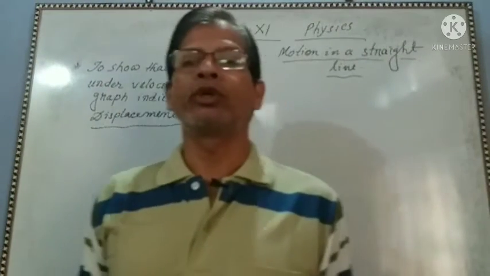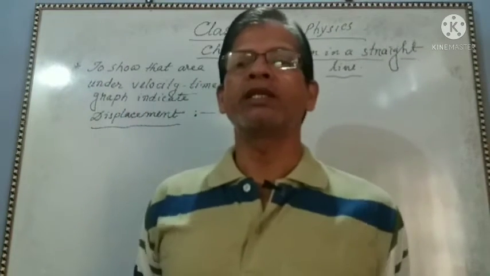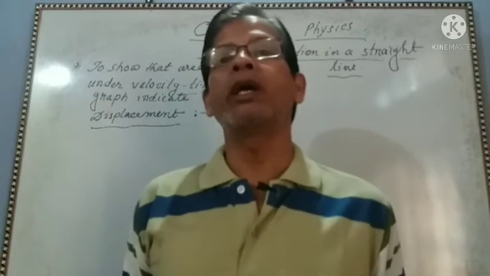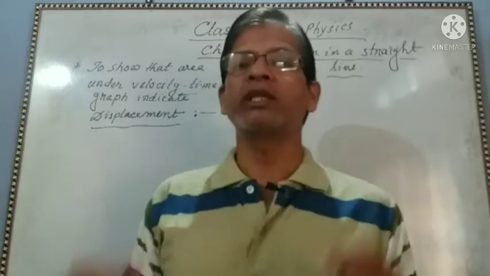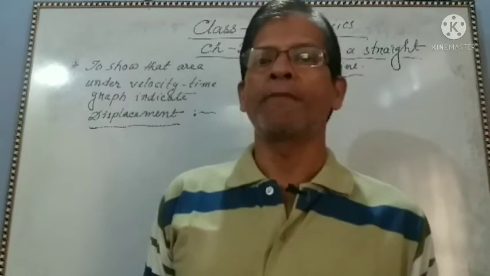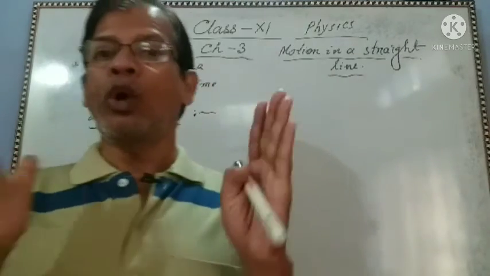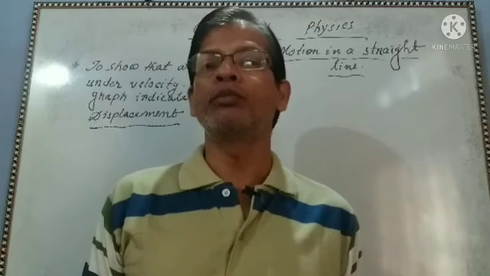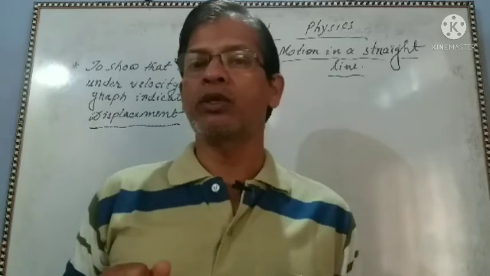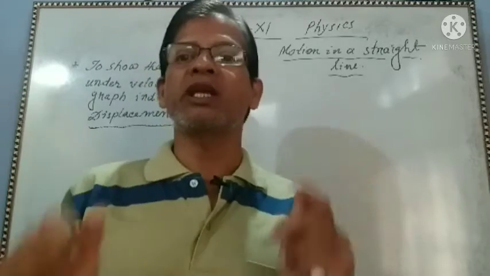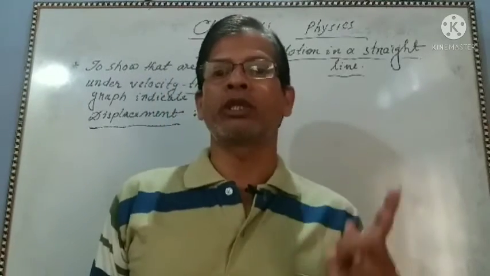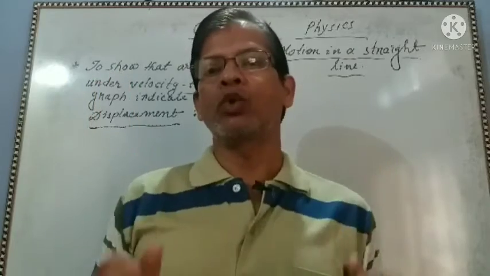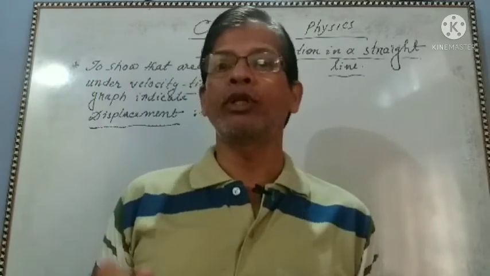Dear students, today I shall discuss the area under the velocity time graph. What does it indicate? Now, what will be the velocity time graph for uniform motion? Last day we discussed what the distance time graph for uniform motion looks like. Now I am discussing the velocity time graph for uniform motion.